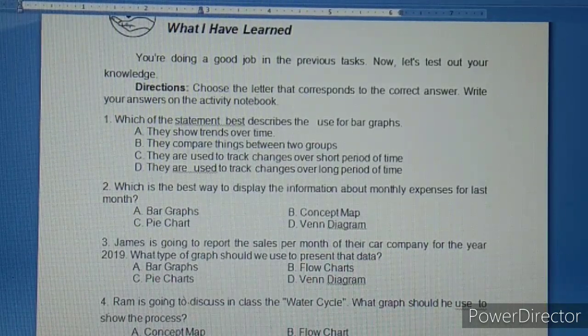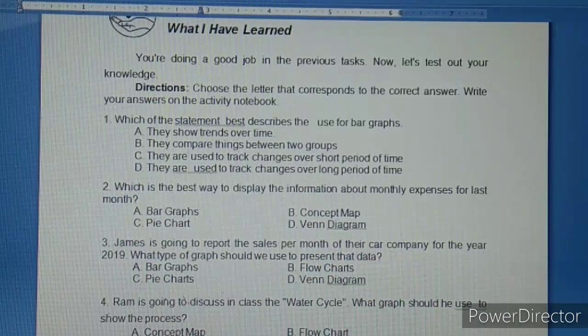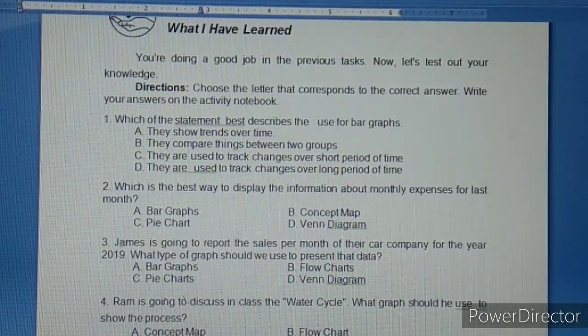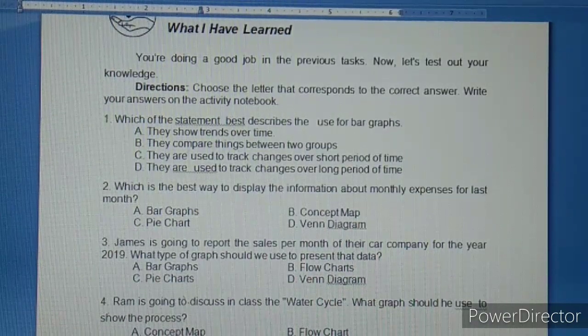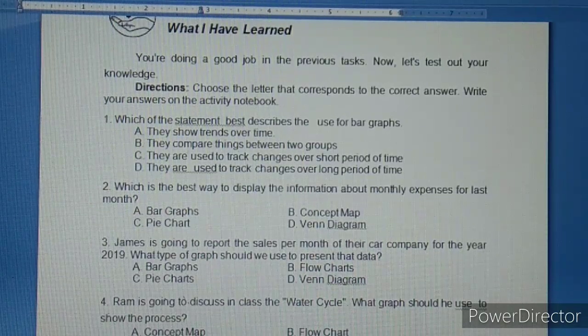Number 3. James is going to report the sales per month of their car company for the year 2019. What type of graph should we use to present that data? So of course using numbers. Is it A. Bar graphs, B. flow charts, C. pie charts, or D. Venn diagram? The correct answer for number 3 is letter A. Bar graphs.